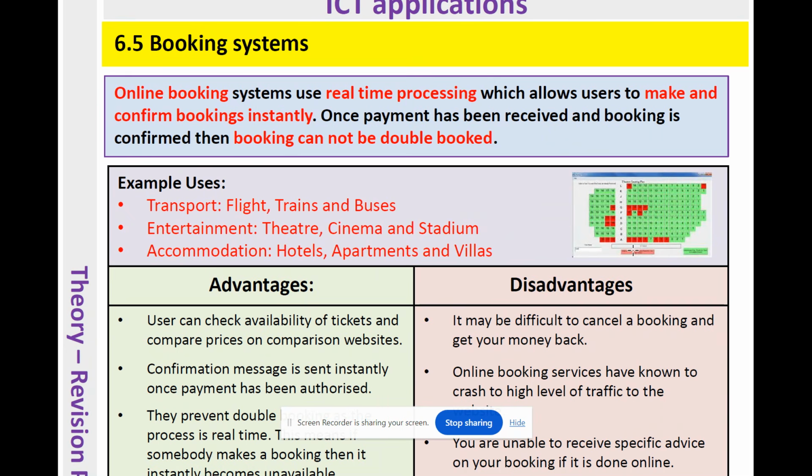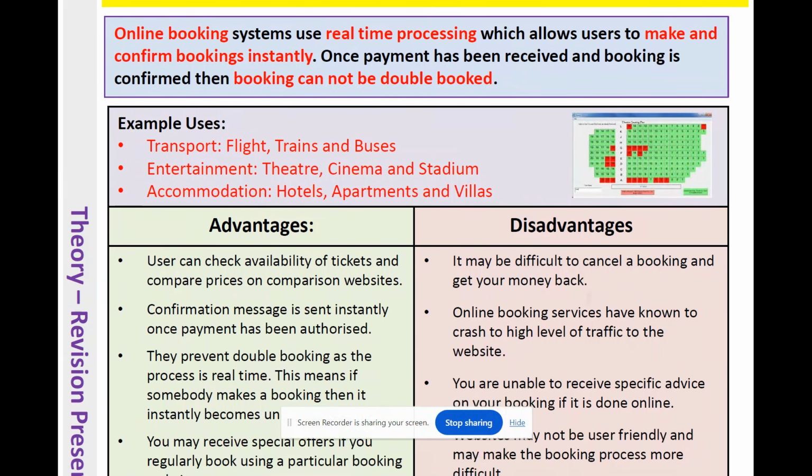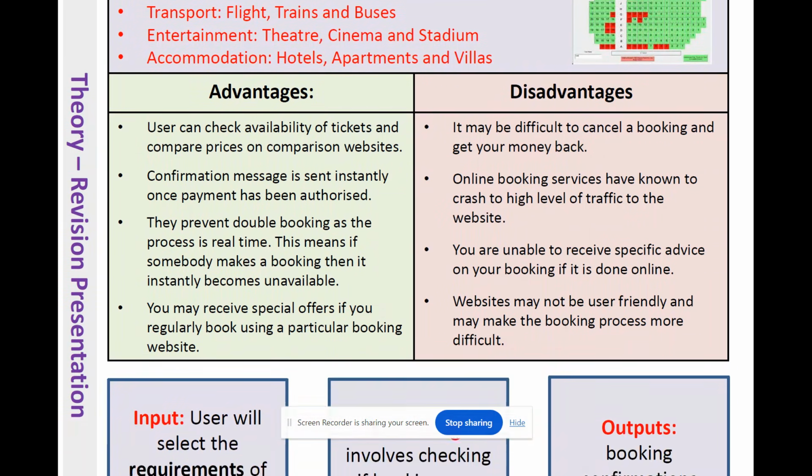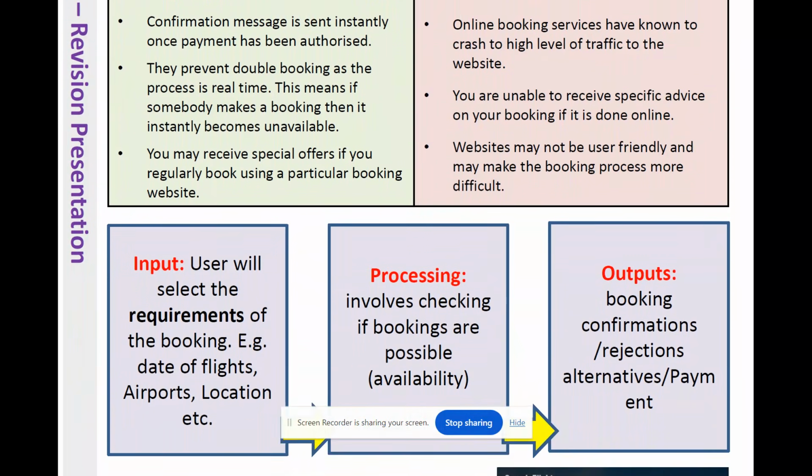So when would you use an online booking system? For example, if you're looking to book some flights, trains, or buses, for entertainment purposes, maybe theatre, cinema, as mentioned, booking tickets at a stadium to watch a football match, perhaps, and accommodation, hotels, apartments, and villas. So how does a booking system work? Well, let's talk about that, and then we'll have a look at the advantages and disadvantages.